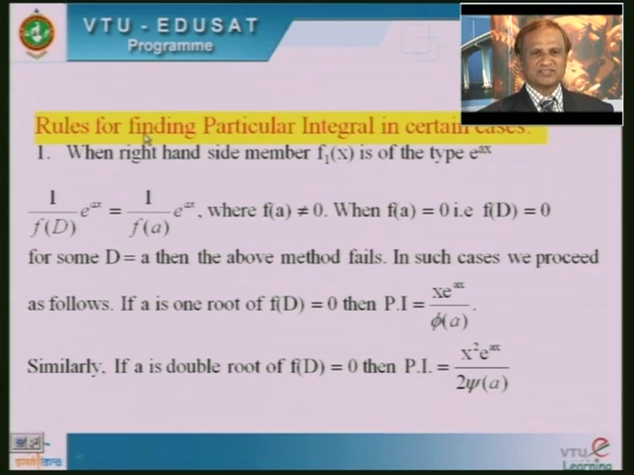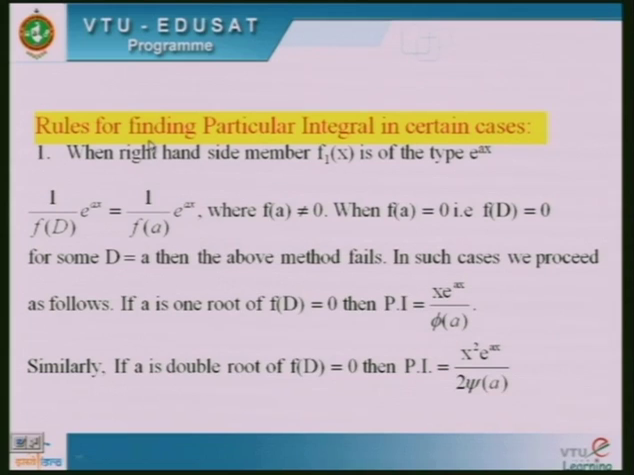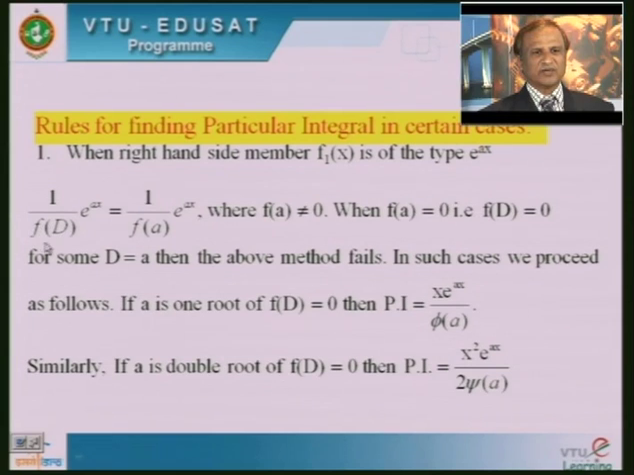Now I want to concentrate on the case when the right hand side member f1(x) is of the type e raised to ax. How are we going to calculate a particular integral? Friends, as I have mentioned, the given differential equation can be written in symbolic form. Symbolic form is very simple. As in the earlier cases, d by dx or d by dt can be replaced by capital D, and after that you can take the coefficient of x or y as a function of D.